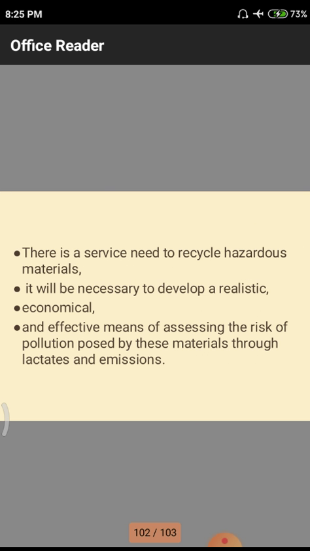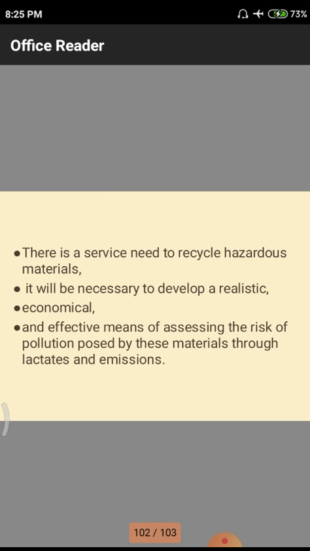These are the services needed to recycle hazardous materials. That means hazardous materials are very dangerous to the environment. Whenever there is free exposure to hazardous materials, they automatically react with the surroundings and pollute. So we have to take care of those things, and we need to recycle them in a proper way.